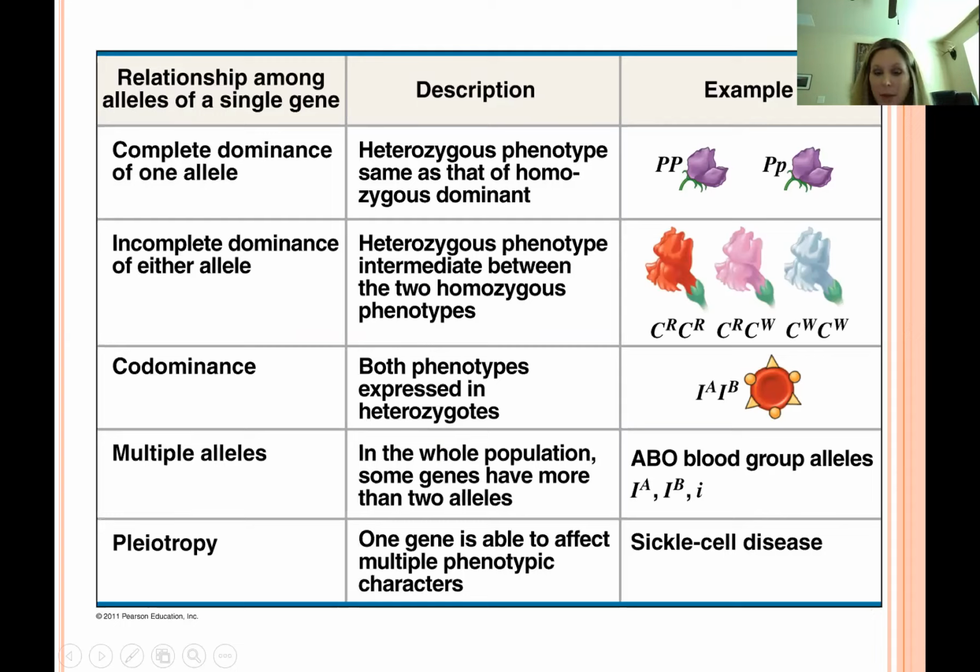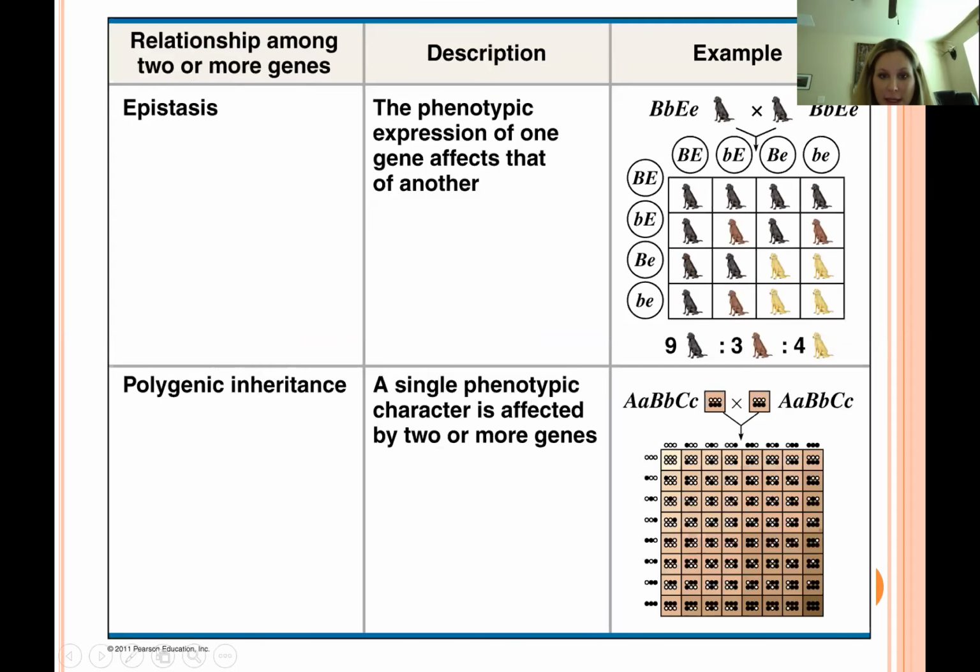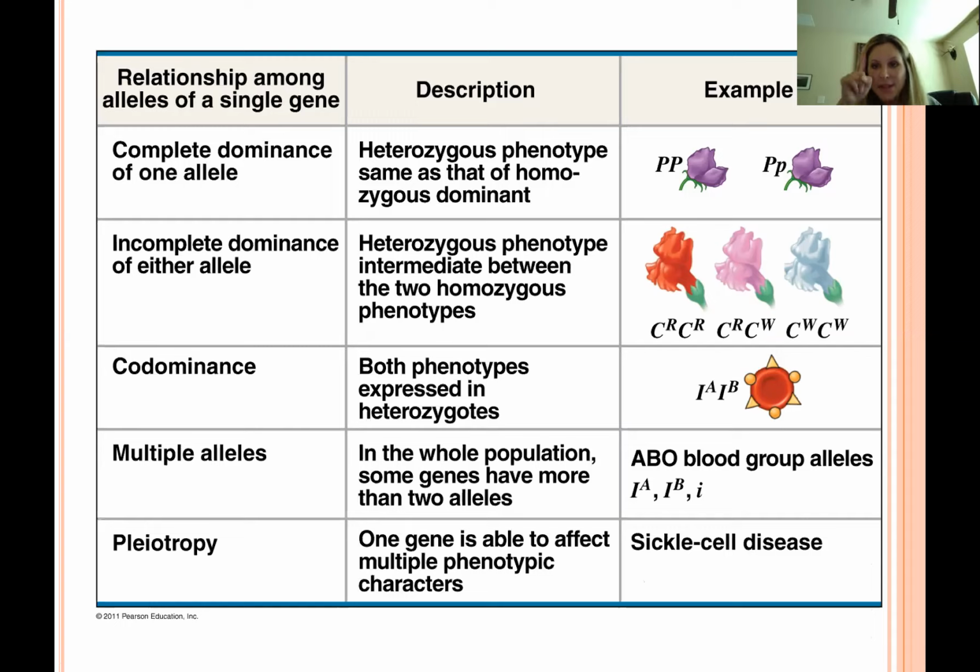Pleiotropy is something we have not talked about, and that's an important vocab word for you to know. One gene has multiple phenotypic effects. So if polygenic inheritance is multiple genes having one phenotypic effect, pleiotropy is the opposite: one gene has multiple phenotypic effects. I know it sounds like I just said the same thing, but I didn't. So let me draw something out for you.